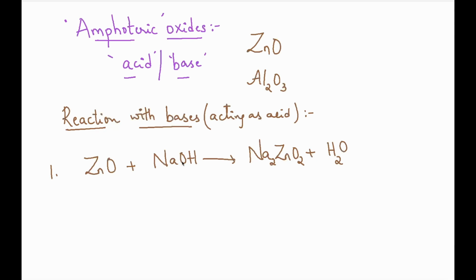So to balance the reaction, this is sodium zincate. Here zinc oxide is acting as an acid and it can combine with a base to give rise to sodium zincate and water. In the last example, we have studied zinc oxide as a base. Now here it's an acid.